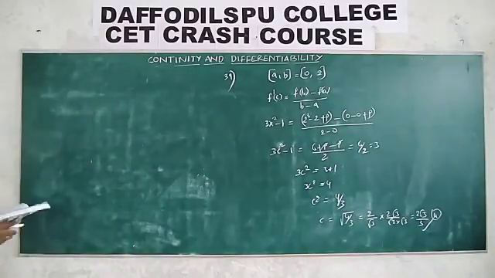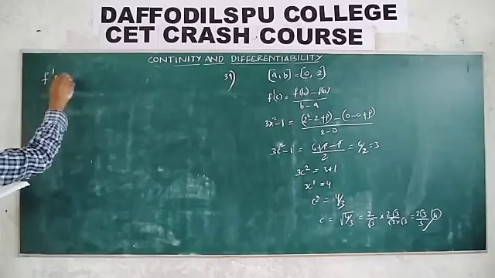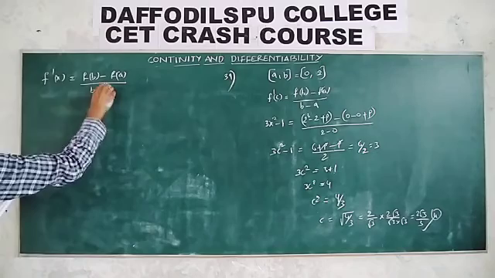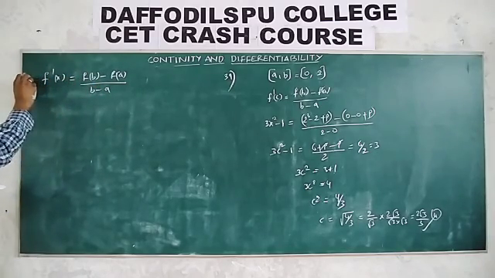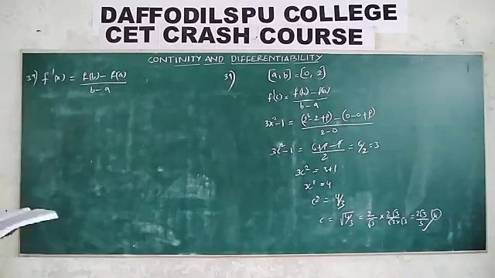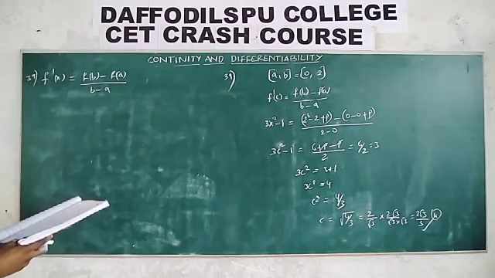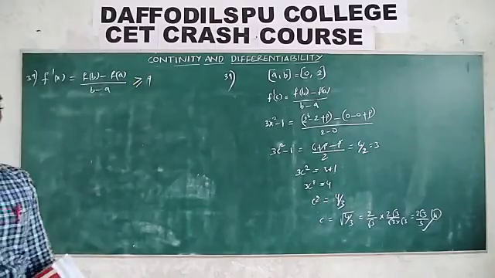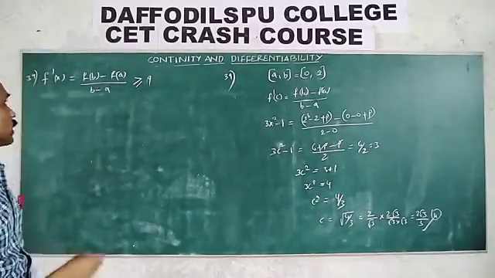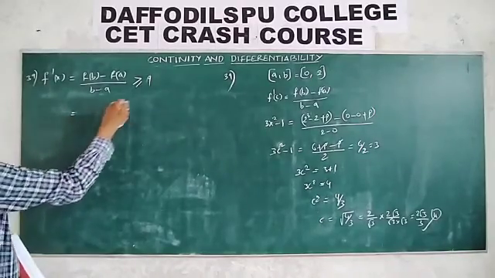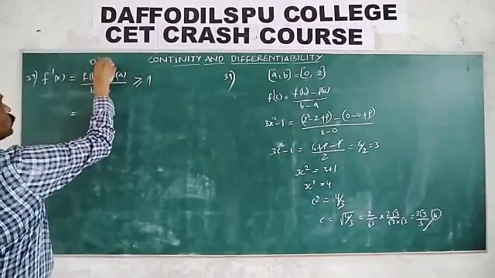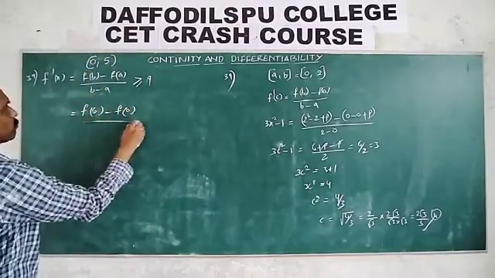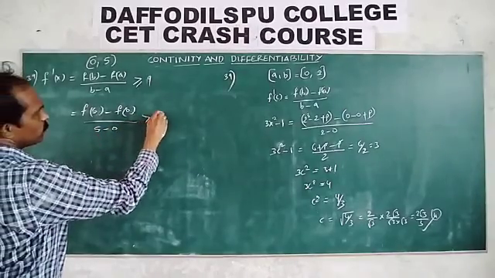Here also apply the mean value theorem. What is the mean value theorem? f dash x is equal to f of b minus f of a divided by b minus a. Given f dash x greater than or equal to 9. What is f of b? The interval given is 1 to 5. So f of 5 minus f of 1 divided by 5 minus 1 is greater than or equal to 9.